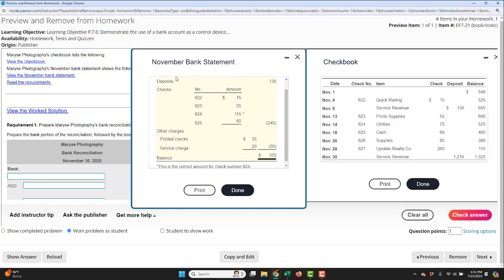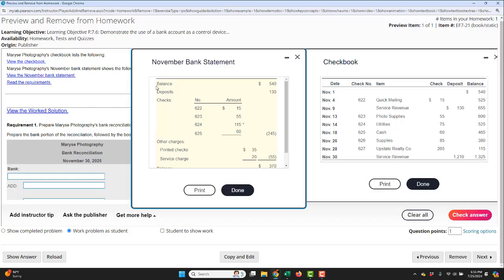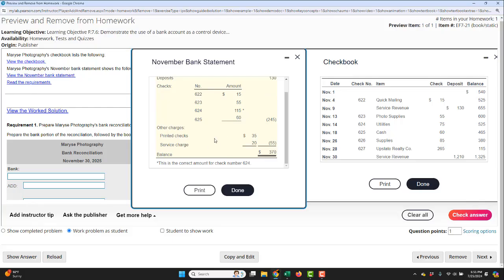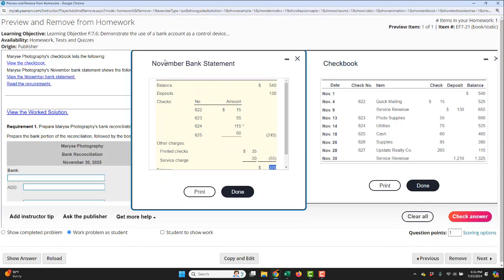Okay, so if you look at this bank statement, you have this balance and then you have a bunch of transactions. So there's a deposit, there's some checks that were taken out of our account because when you write a check, that's money subtracted from your balance, while the deposit is money coming into your balance. And then you have some other charges, and then you have this balance at the end. Okay, so this is again for November.